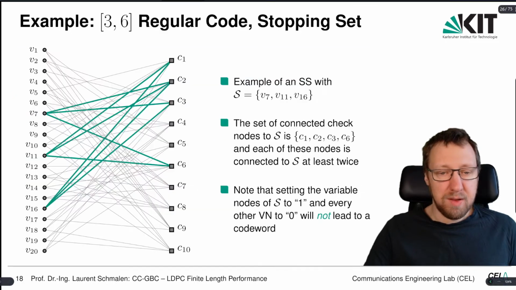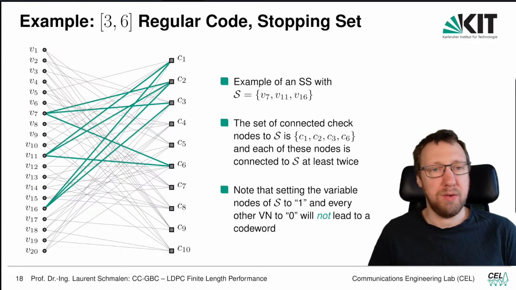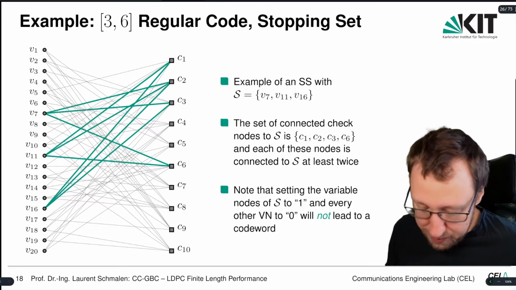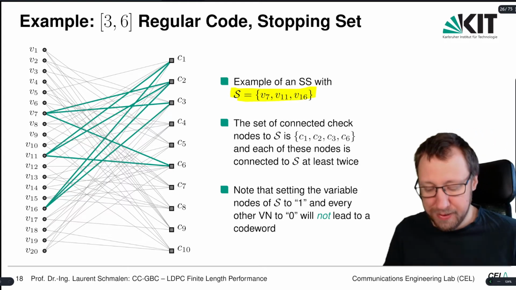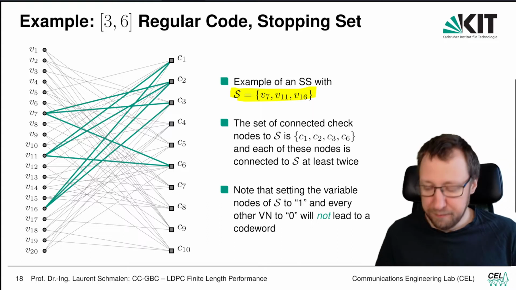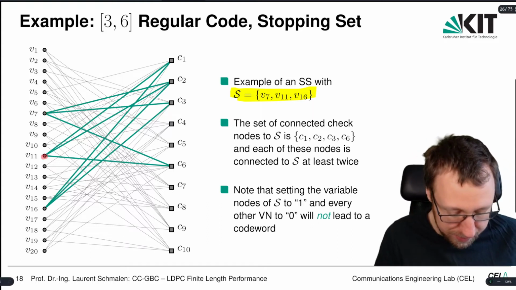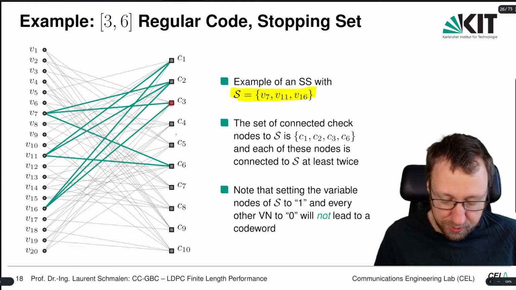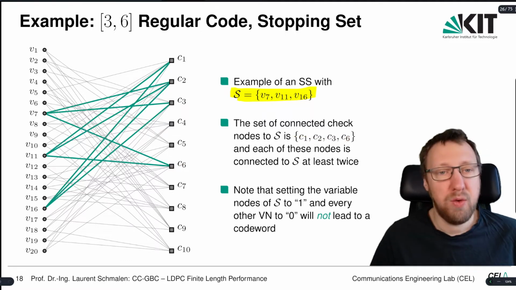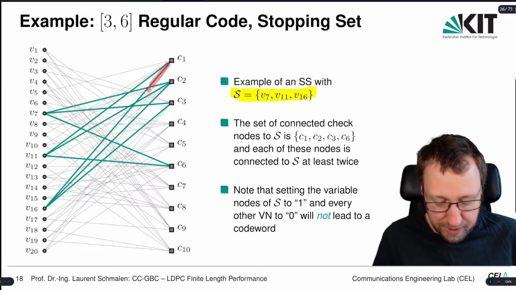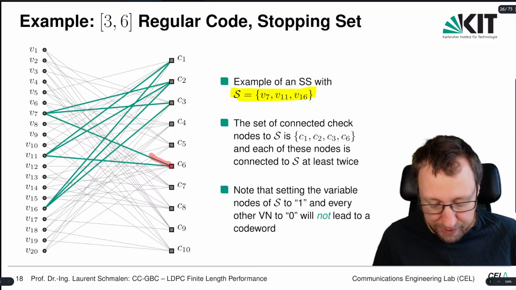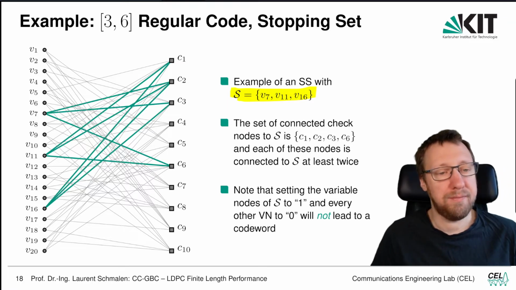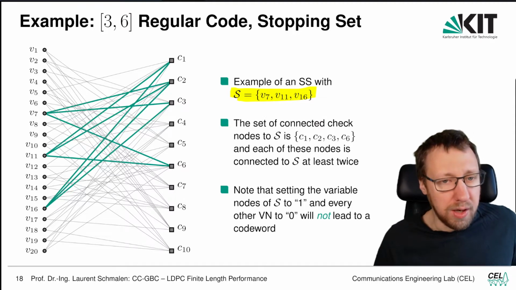So looking at an example. Here is a 3-6 regular code. And here we have a stopping set with three variable nodes, V7, V11, and V16. So we highlight those nodes here. We have a couple of neighbors: C1, C2, C3, and C6. And we see that each of those check nodes is connected at least twice to the variable nodes in the stopping set. This is a stopping set that is not a code word.